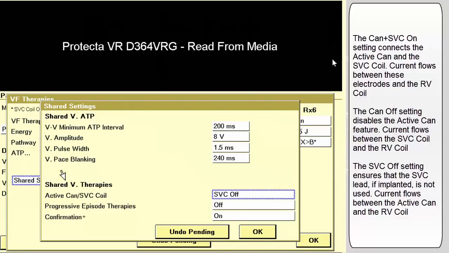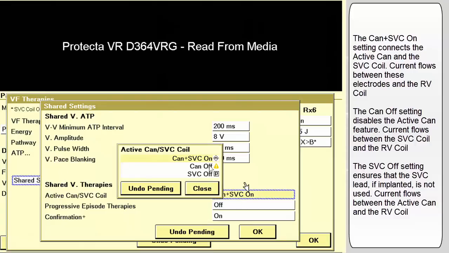Here, this is an example of a single coil lead, so you need to program SVC off since there is no coil in the SVC, and the shock will be delivered between the distal coil inside the right ventricle and the CAN. If you have implanted a dual coil lead, then you can decide to include the SVC coil in the shock vector. With a dual coil, you can also decide to program it like a single coil lead.